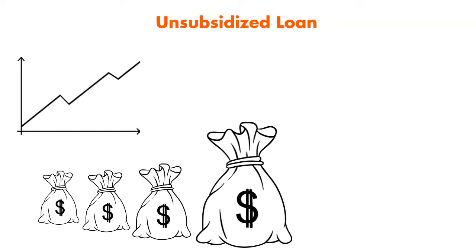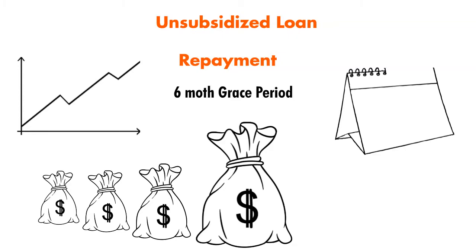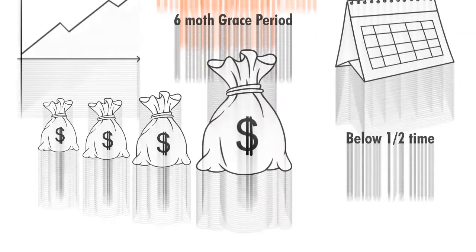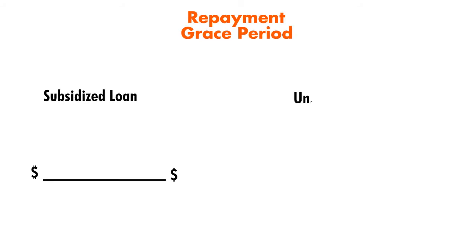With both of these types of direct loans, the subsidized and the unsubsidized loan, the repayment period starts 6 months after the student leaves school, whether that be graduation, whether that be the student needing to drop out, or the student drops below half-time. So there is a grace period, and with the subsidized loan, the interest does not accrue during this grace period, but with the unsubsidized loan, the interest does.